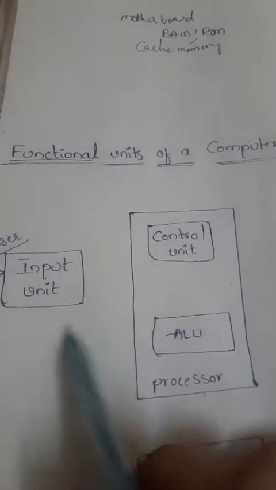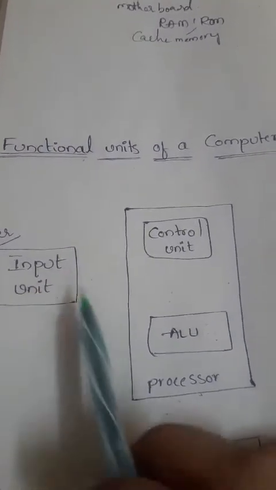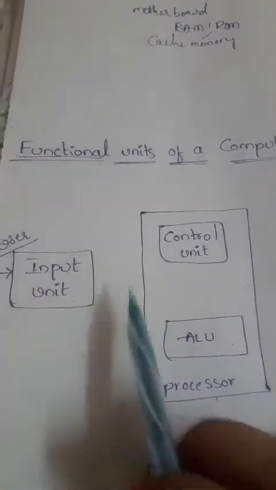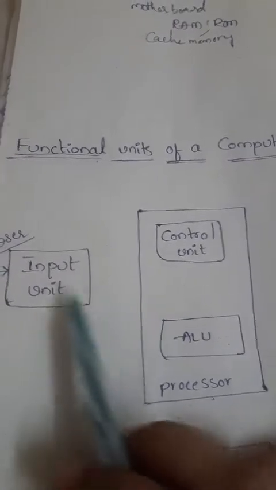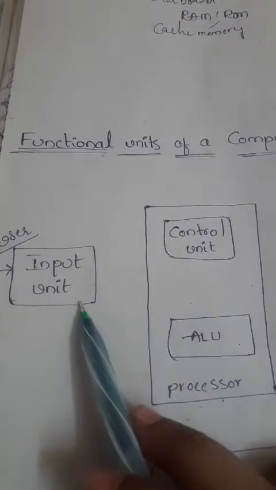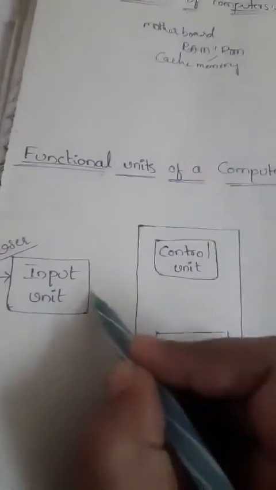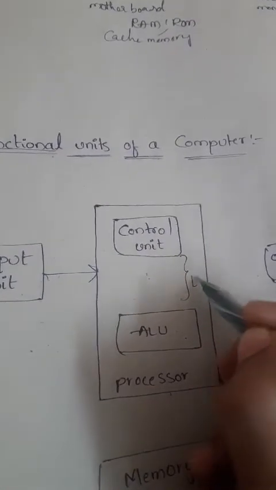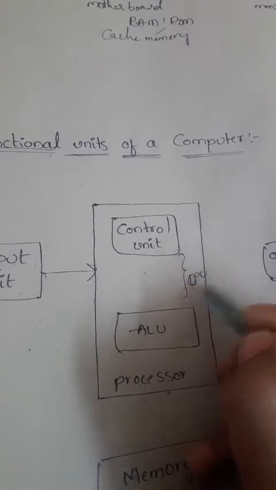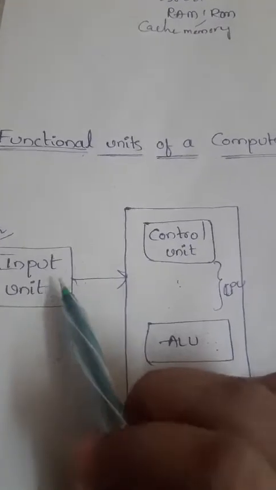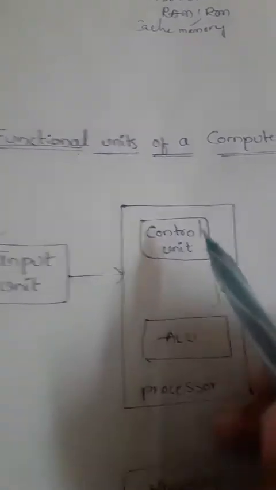So what will the input unit do here? It will take the data from the keyboard, analyze it, and then pass it to the CPU box. This is nothing but the CPU. After analyzing the data with the help of the input unit, the data is given directly to the processor block.